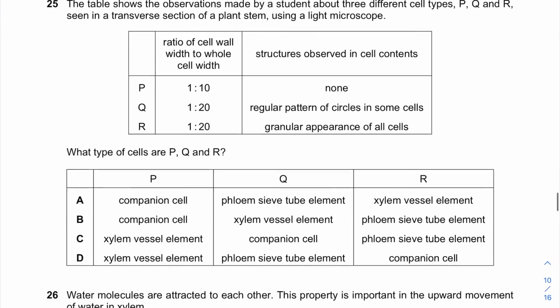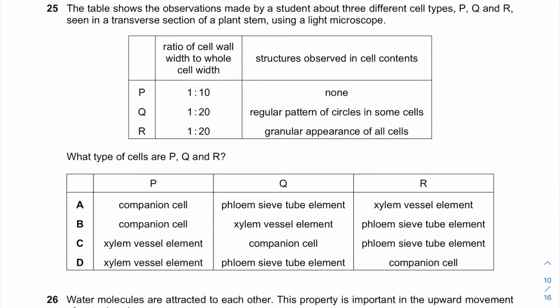Okay, question number 25. The table shows the observations made by a student about three different cell types, P, Q, and R, seen in a transverse section of a plant stem using a light microscope. So we have P, Q, R, the ratio of the cell wall width to the whole cell width, and the structures observed in the cell content. Now, which types of cells are P, Q, and R?